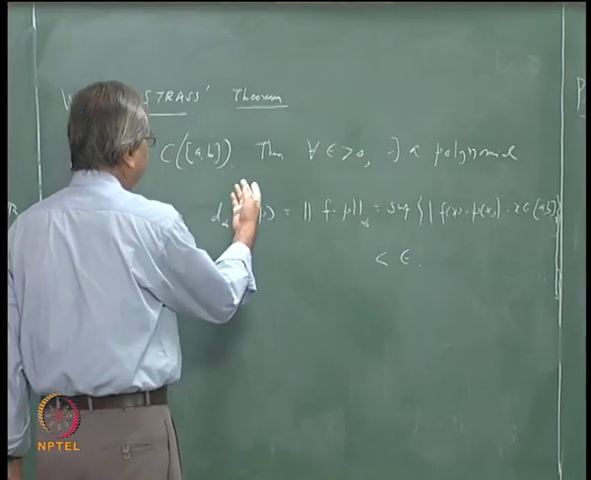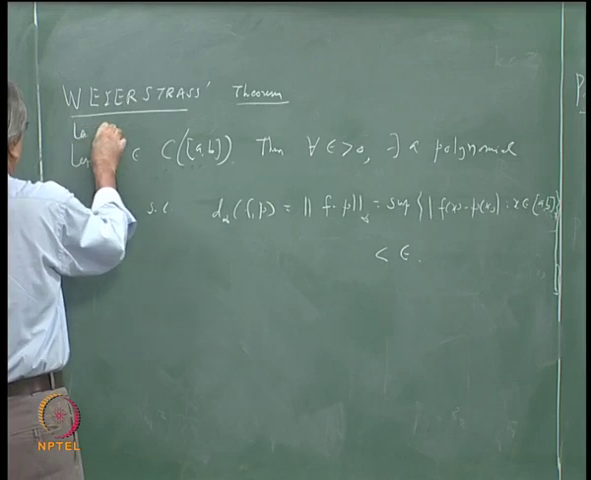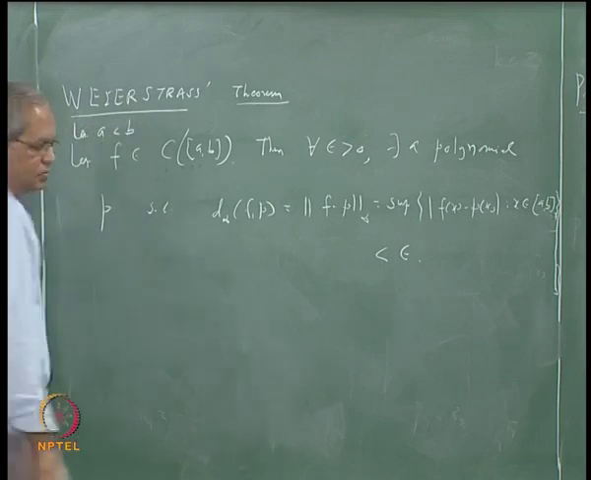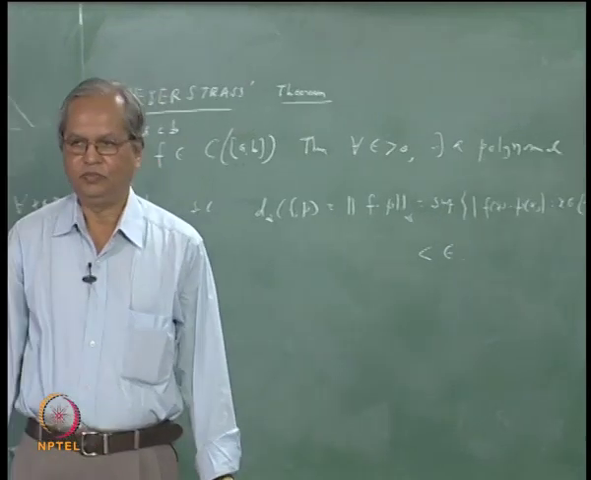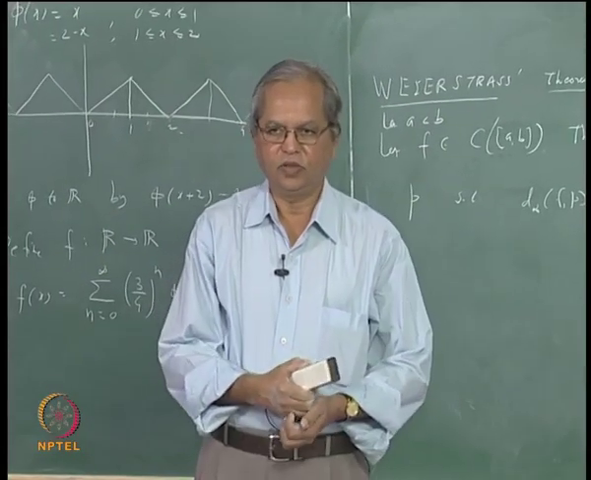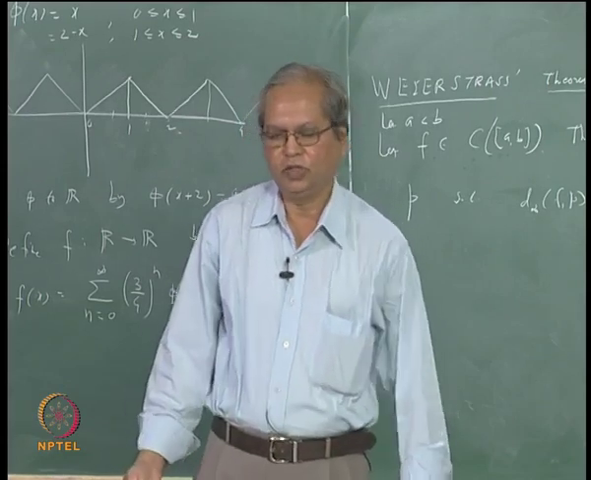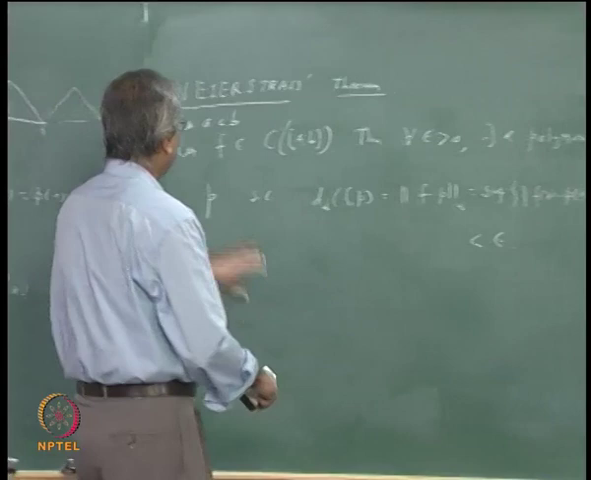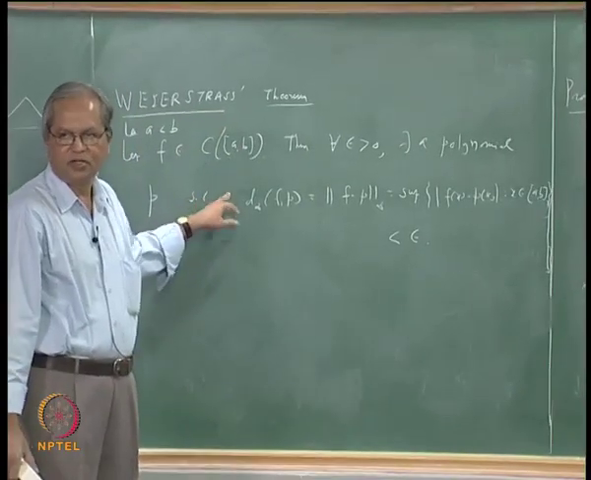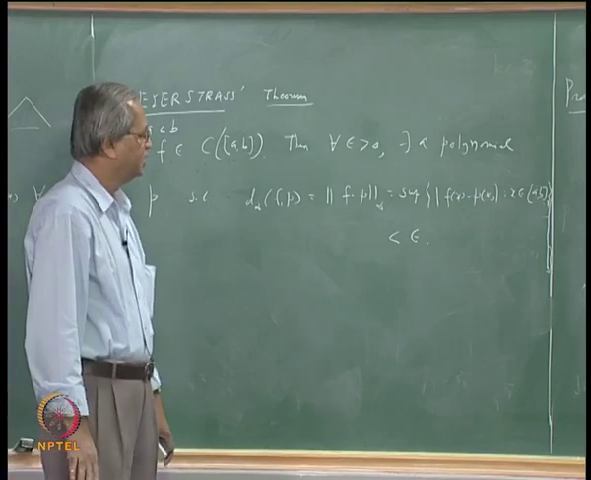Of course, in order to avoid the triviality, let us take a less than b. If a is equal to b, then there is just one point in that interval. Then C[a,b] will be the same as R, and the set of all polynomials also will be the same as R. So that is a trivial case.